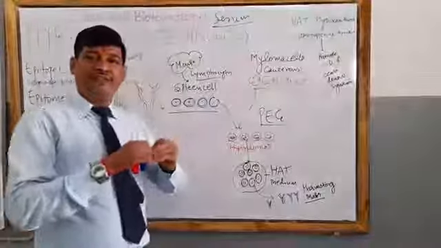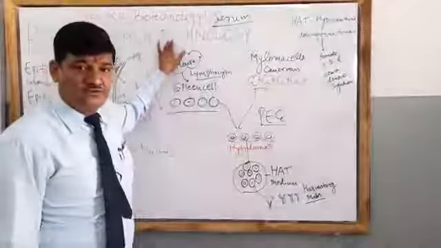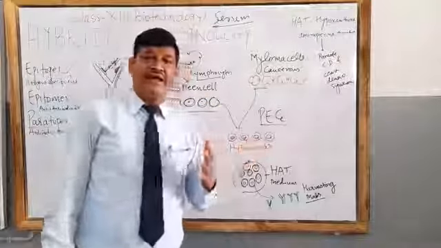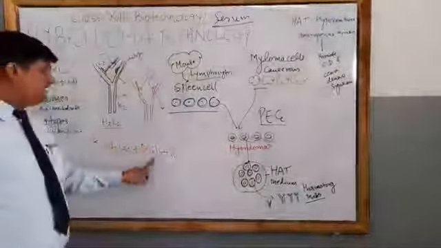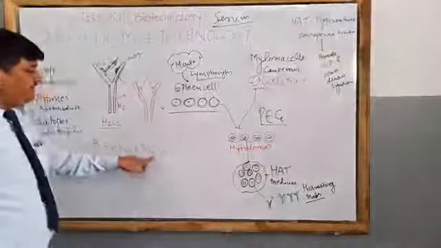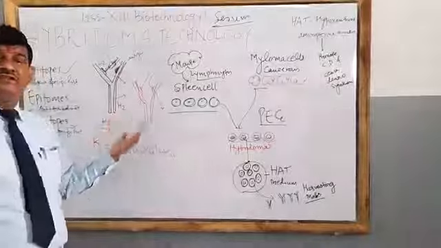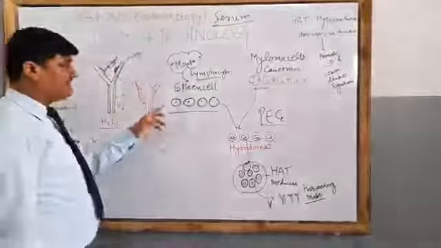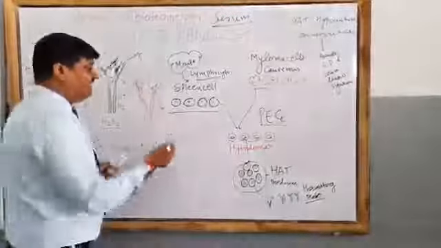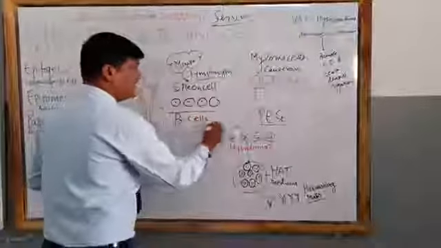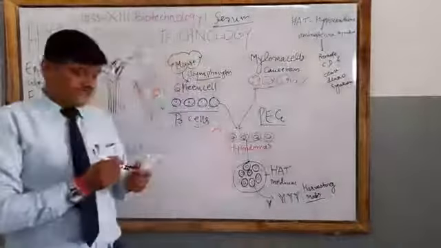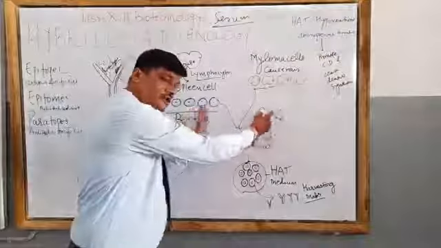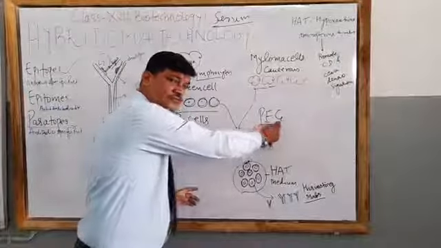Once again, I am repeating in a nutshell. Hybridoma technology was developed by two scientists who got the Nobel Prize, Kohler and Milstein, and they produced the hybridomas. What are hybridomas? Hybridomas are the fusion of the spleen cells containing B cells and the myeloma cells, the cancer-producing cells. Both are fused in a medium called PEG, polyethylene glycol.